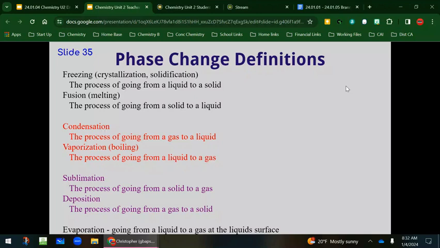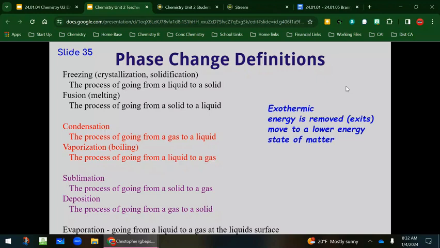Evaporation is a process that happens all the time to water. It goes from a liquid to a gas only at the liquid surface. You do not have to heat it up. You do not have to add anything. It just naturally occurs. To get water to boil, you need to do what? Heat it up. Add energy. So evaporation and boiling are slightly different, ladies and gentlemen. Slightly different. Questions?